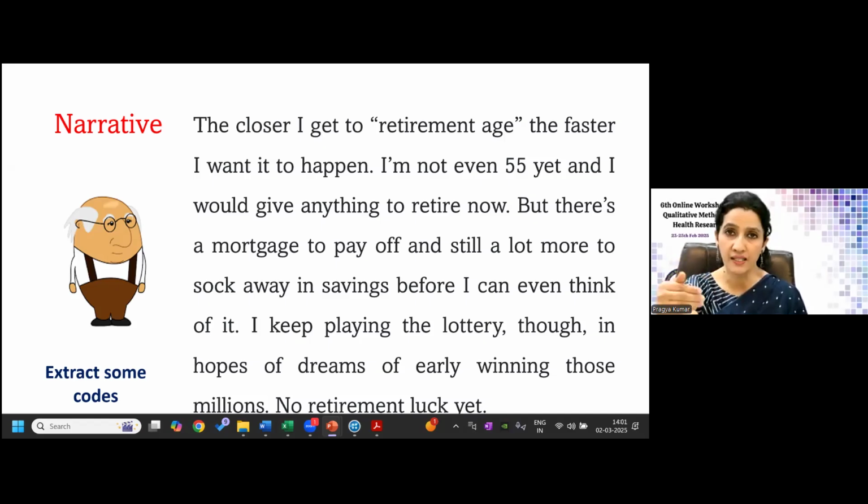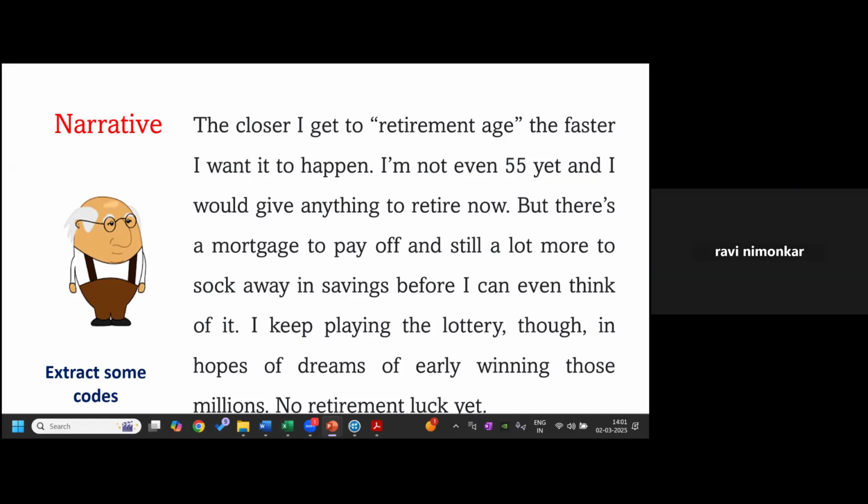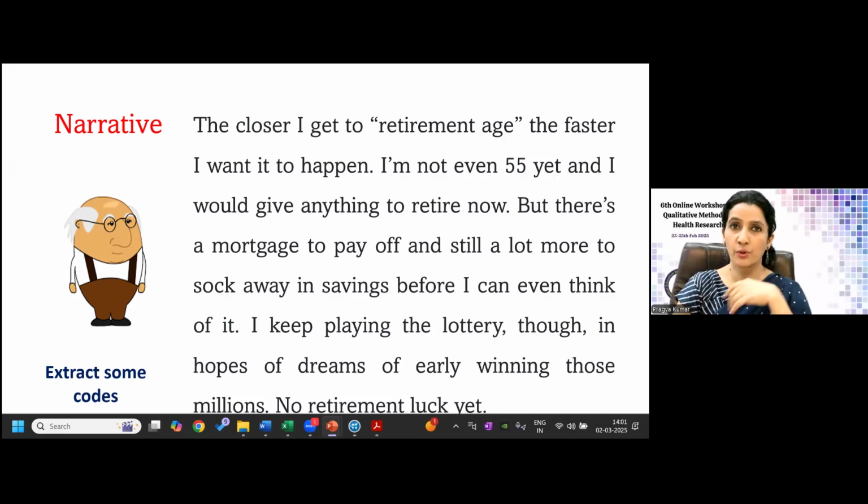So yes, can someone read this excerpt? The closer I get to retirement age, the faster I want it to happen. I'm not even 55 yet, and I would give anything to retire now. But there's a mortgage to pay off and still a lot more to sock away in savings before I can even think of it. I keep playing the lottery, in hopes of dreams of early winning those millions, no retirement luck yet. So please extract some codes from this and type in the chat box.